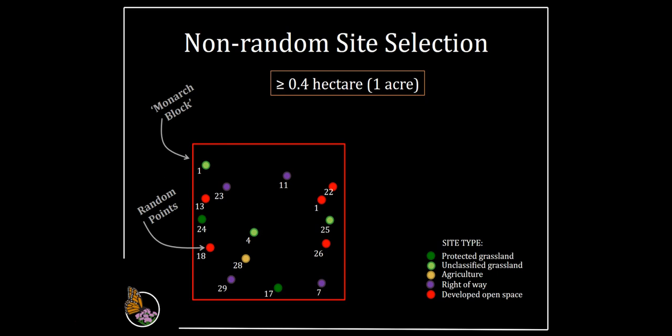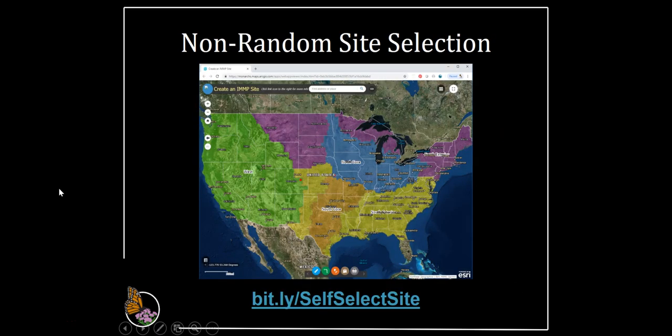You can select a site within a high-priority Monarch block or a site outside of the block. Both are acceptable. Now we'll review how to adopt the non-random site, such as a conservation project of your own.